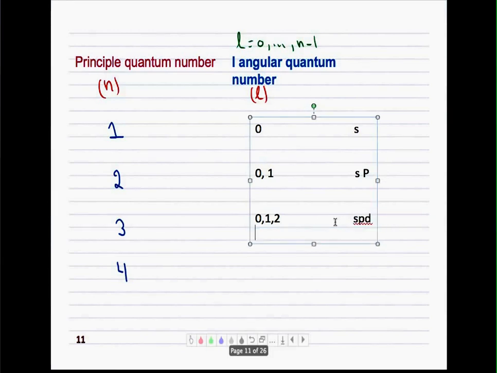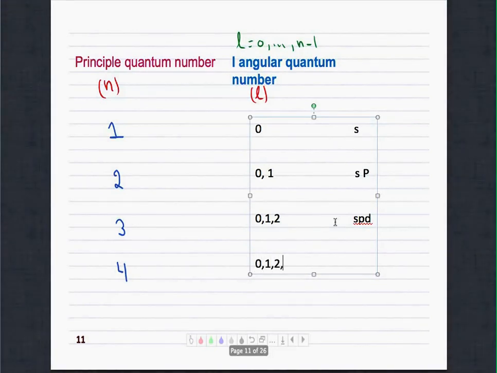For the S, I have one orbital. We talked about S having one orbital. For the P, it has 3 orbitals.